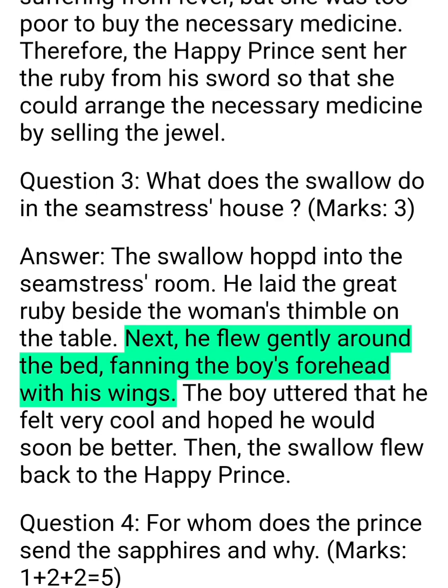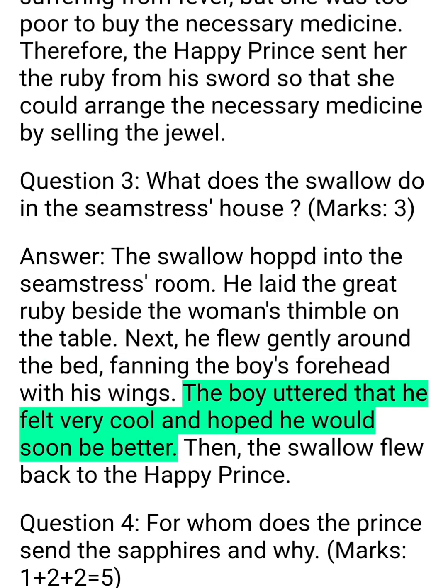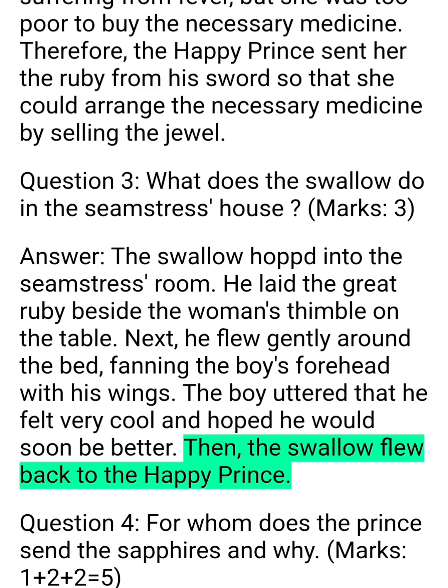Next, he flew gently around the bed, fanning the boy's forehead with his wings. The boy uttered that he felt very cool and hoped he would soon be better. Then, the swallow flew back to the Happy Prince.